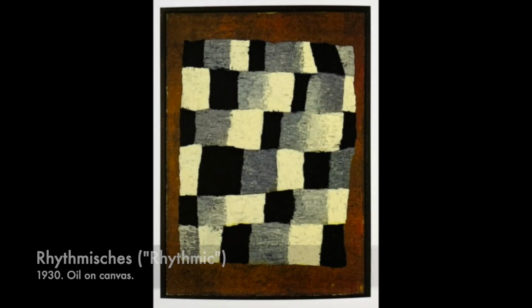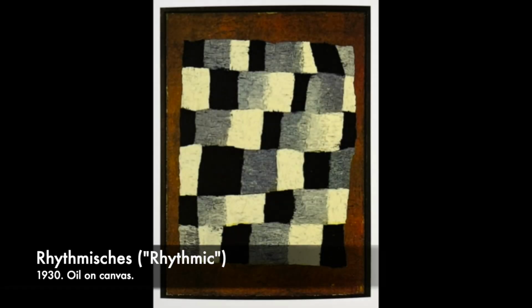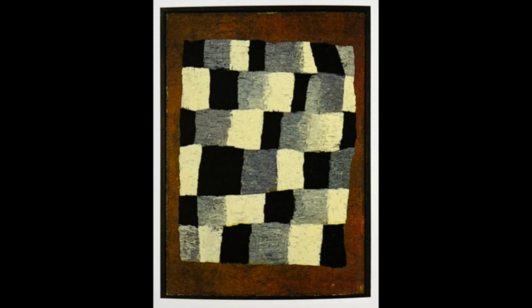This is Klee's 1930 painting Rhythmic, a grid of black, gray, and white squares. Notice how the horizontal order of the colors, from left to right, is always black to gray to white. Yet despite appearing to be a check pattern, the squares do not align vertically. The eye is thus conditioned to follow each row from left to right.